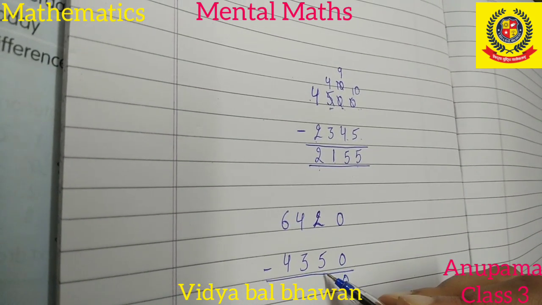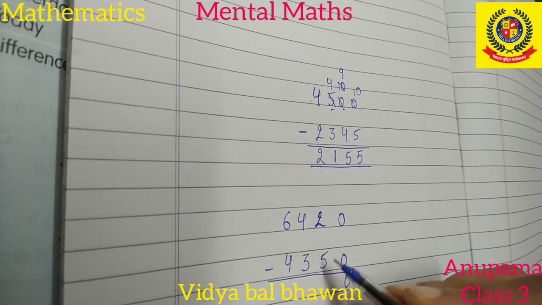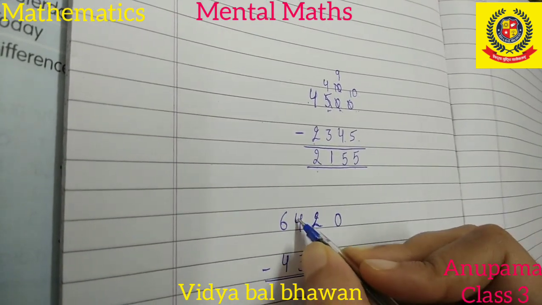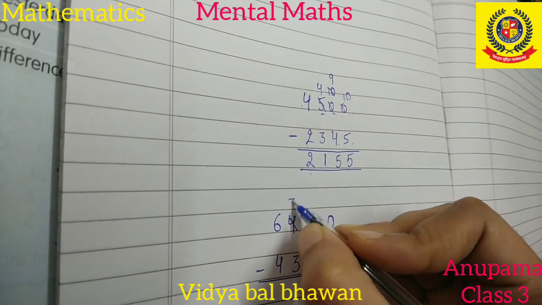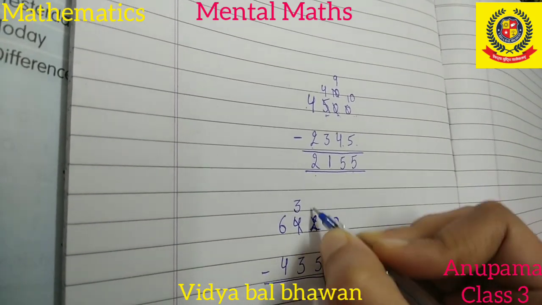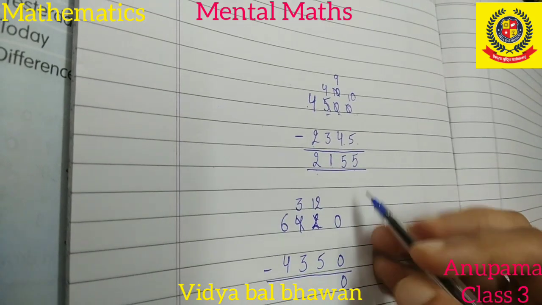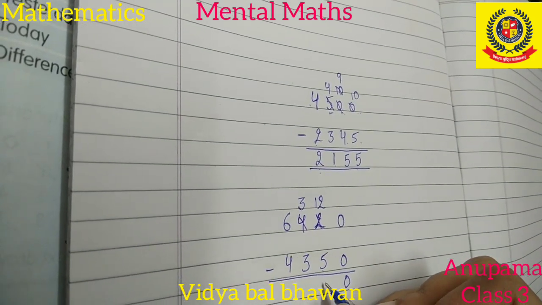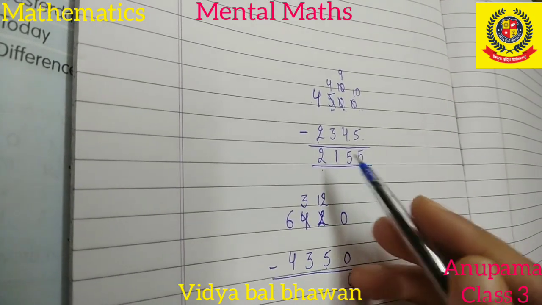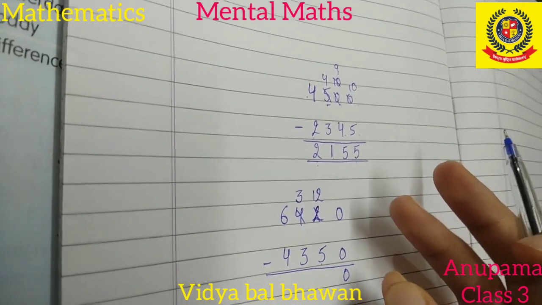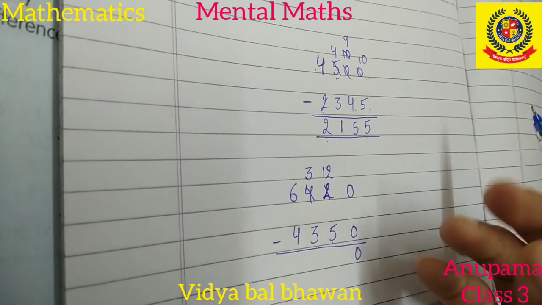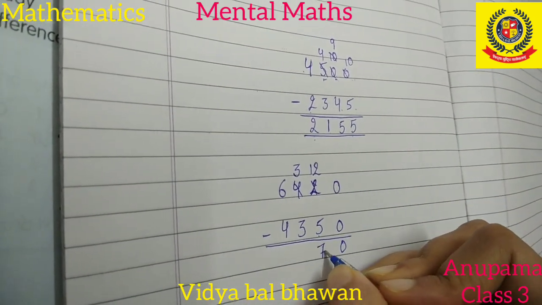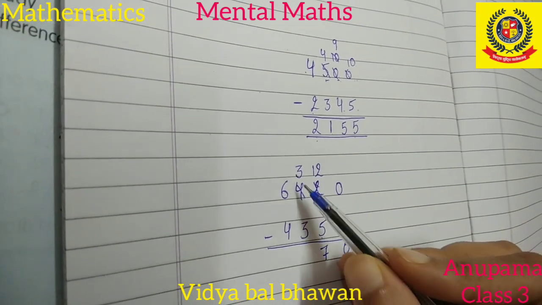2 minus 5, yes, it is not possible. So what we will do? We will take borrow from 4. So after giving 1, here is 3 left and 2 become 12. Okay. Now 12 minus 5. You can start backward counting. 11, 10, 9, 8, 7. So 7. Write 7. Now here is 3 left.